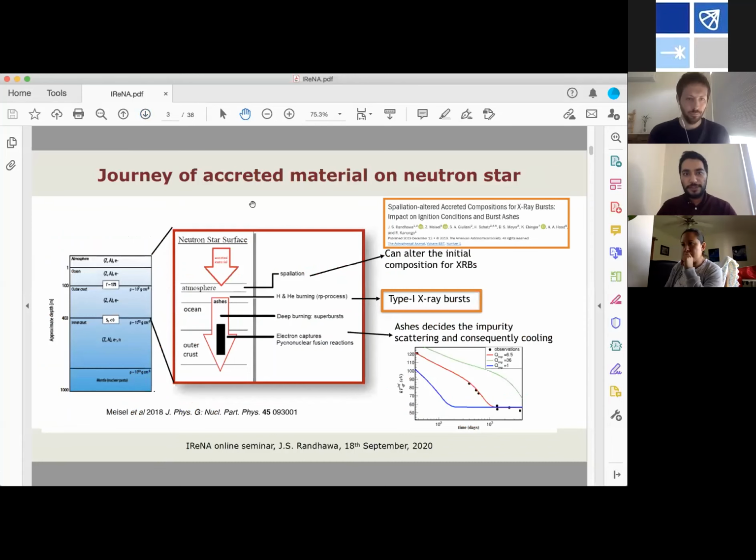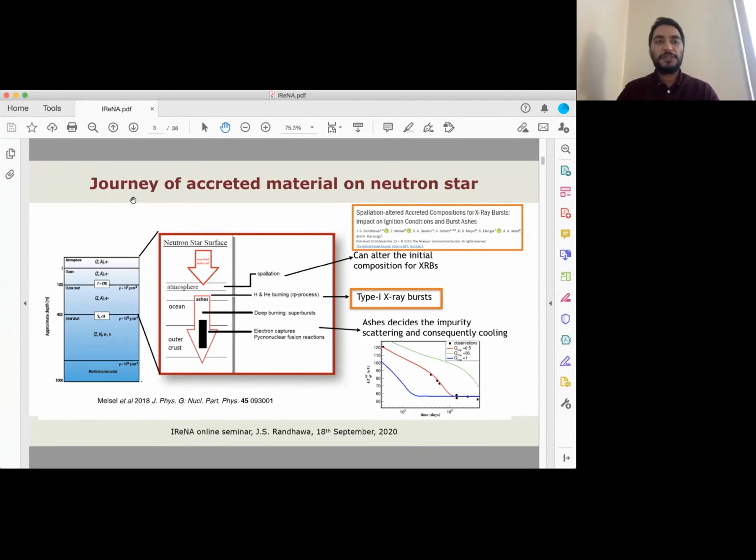Okay, so the basic question is: what happens to the material that gets accreted onto the neutron star? As the material is accreted onto the neutron star, in the atmosphere it can undergo nuclear spallation, which is proton-induced spallation. And this is our new work that I will talk about, how it can alter the initial abundances or initial composition, which is used in the X-ray burst models.